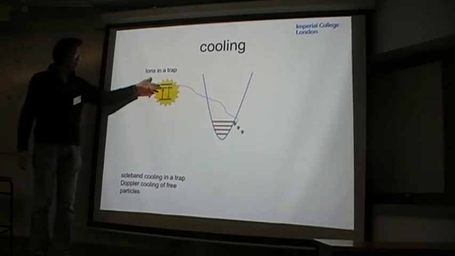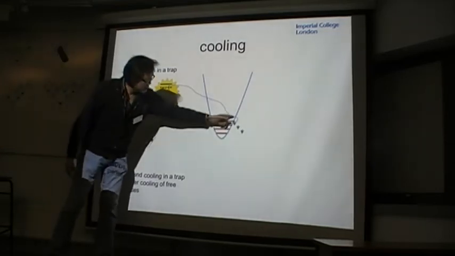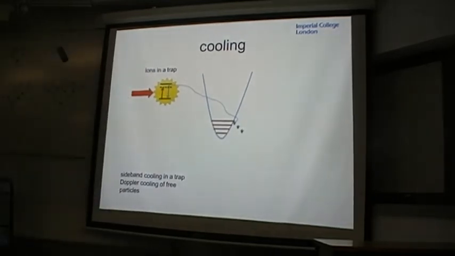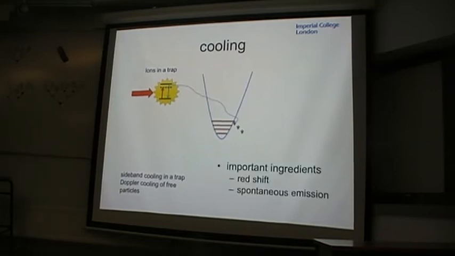Where does the energy come from? From the motional energy, the external energy of the atom oscillating in this harmonic potential. That's called sideband cooling. The earlier scheme for the free particle is called Doppler cooling, and this is sideband cooling.